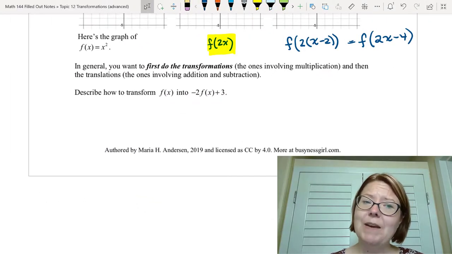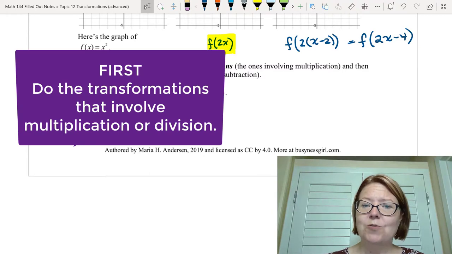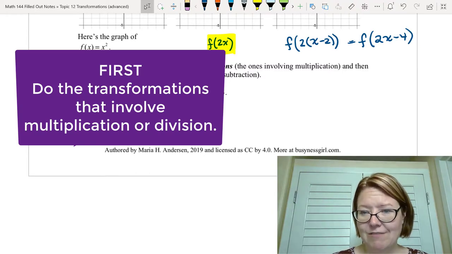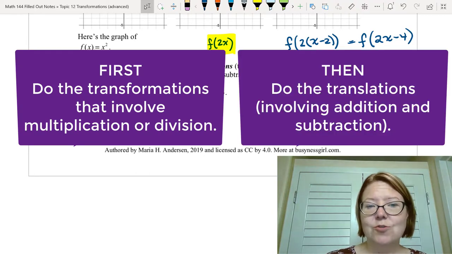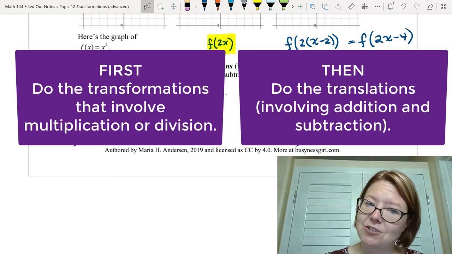So let's just recap. In general, you first want to do the transformations that involve multiplication or division, and then the translations, which are the ones that involve addition and subtraction.